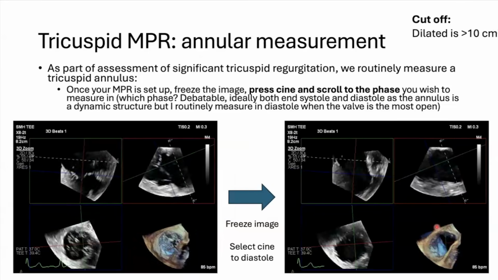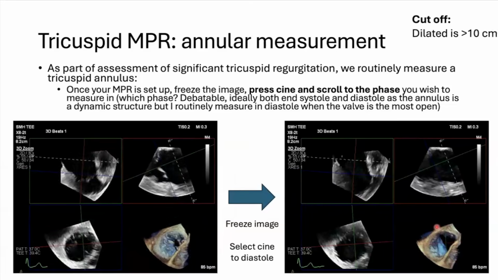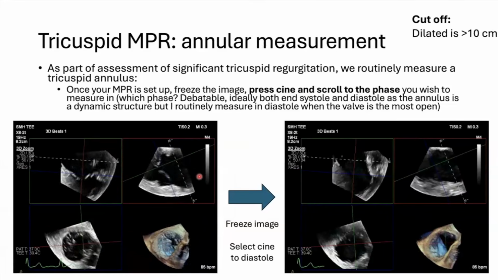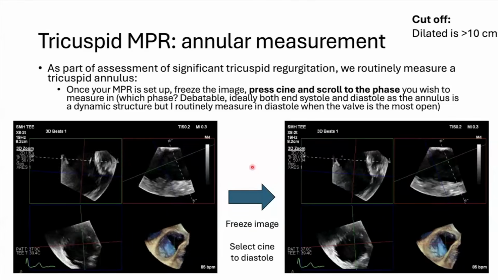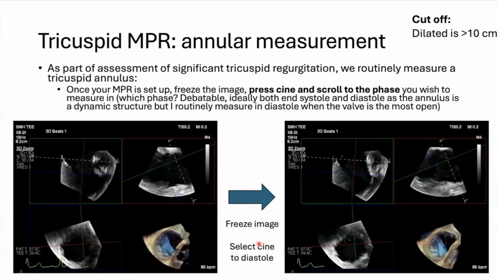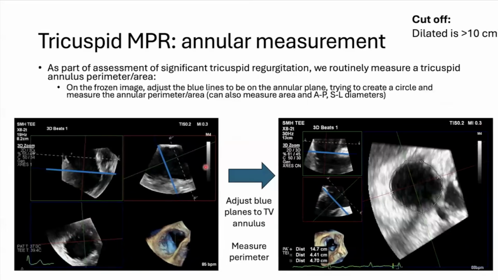And like with the mitral, you can measure the tricuspid annulus. When your MPR is set up, as I've shown you, you can then freeze the image. I tend to measure it in diastole. You can then adjust your planes. It often is a little bit of a rotate, as shown here, and then it's a little bit of a translation up to the tricuspid annulus. That will produce this sort of circle here that you can then trace.